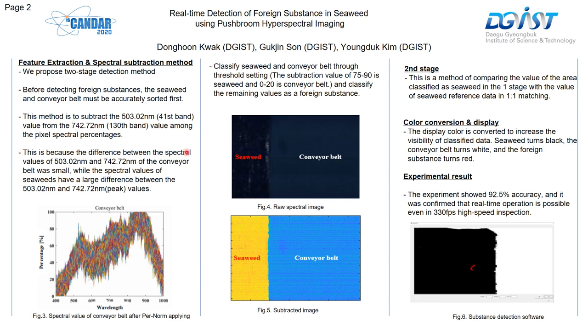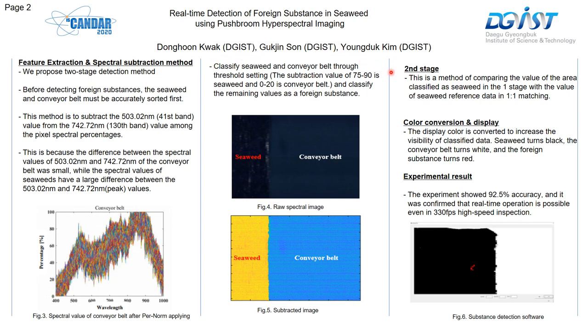And then classify seaweed and conveyor belt through threshold setting using subtract values, and classify the remaining values as a foreign substance.